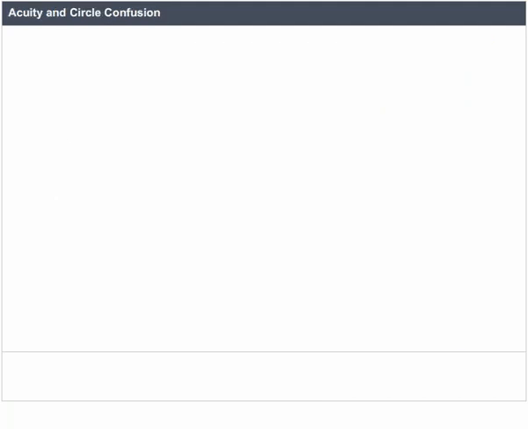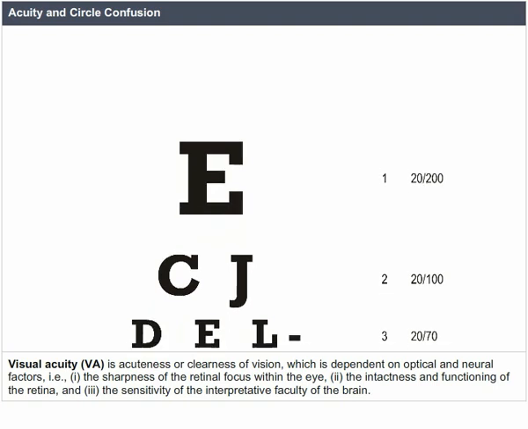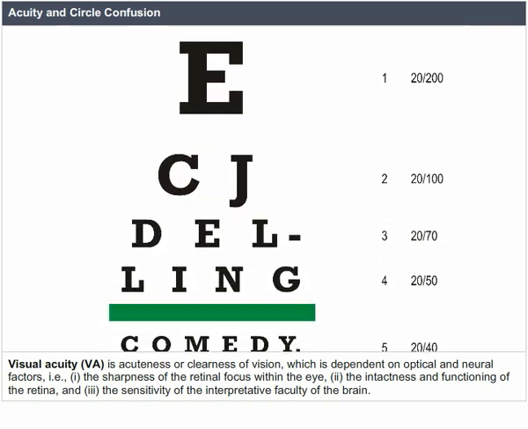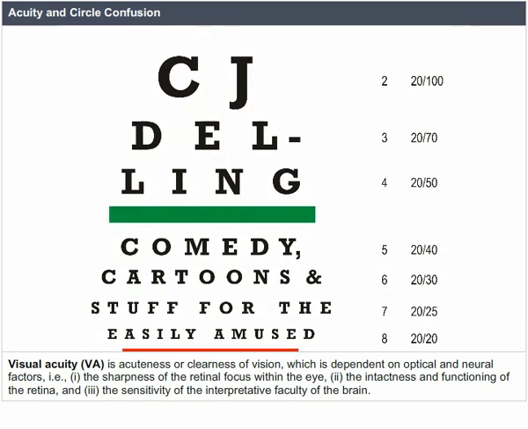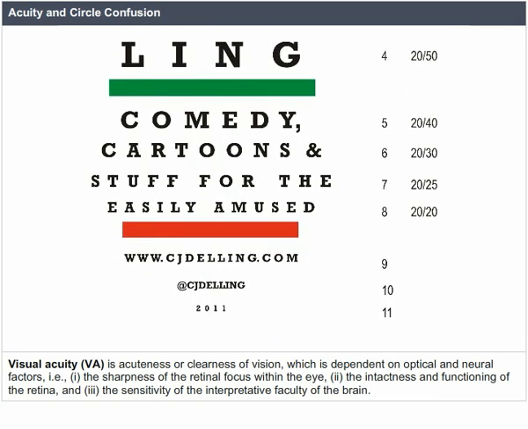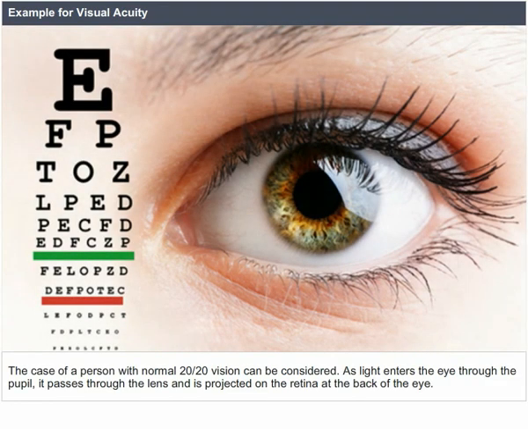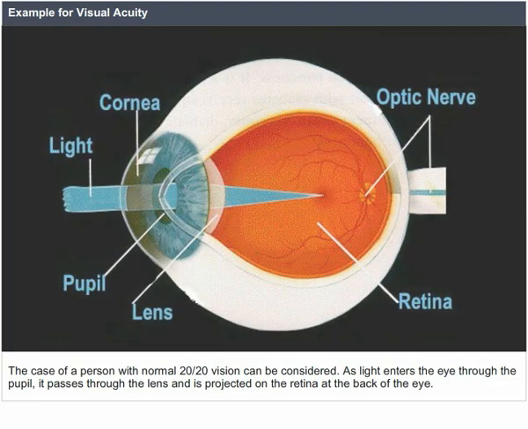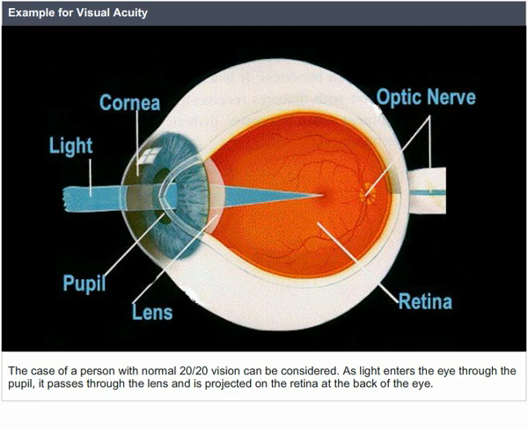Acuity and circle of confusion. Visual acuity of the human eye. Visual acuity, VA, is the acuteness or clearness of vision, which is dependent on optical and neural factors. That is, the sharpness of the retinal focus within the eye, the intactness and functioning of the retina, and the sensitivity of the interpretative faculty of the brain. Example for visual acuity. The case of a person with normal 20/20 vision can be considered. As light enters the eye through the pupil, it passes through the lens and is projected on the retina at the back of the eye.